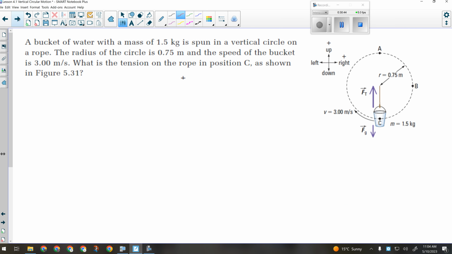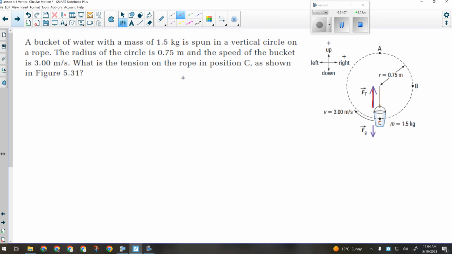Okay, I want you guys to try this one. Now we're dealing with the bottom of the vertical circle. We got a bucket of water tied to a rope, and the person is whirling it around with the rope. Okay, so like what I did with the roll of tape, except imagine the bucket of water on the end of that instead. Okay, so they're whirling it around and around in a vertical circle, and they want to know what the tension is in the rope here at the bottom of the circle.